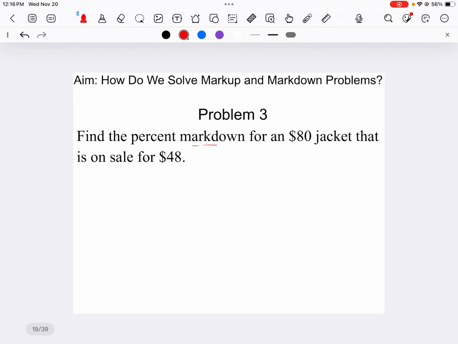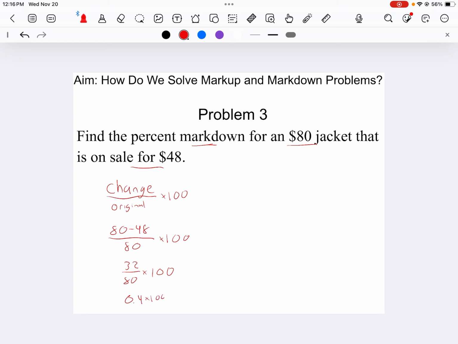We want to find now the percent markdown for an $80 jacket that's on sale for $48. Same as the last problem, it's going to be the change over the original and multiply by 100 to turn into a percent. So we have 80 minus 48. The original price was $80. 80 minus 48, 32 divided by 80 times 100. 0.4 times 100, so that would mean it's a 40% markdown.